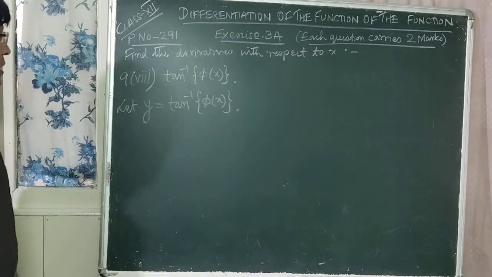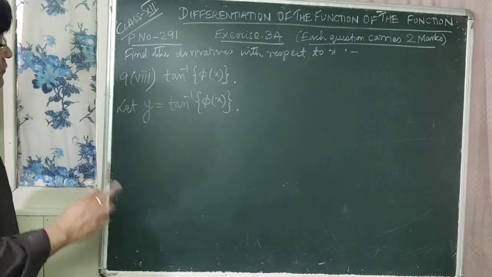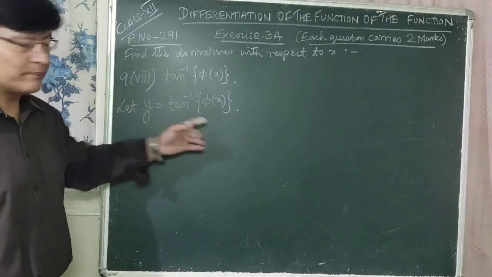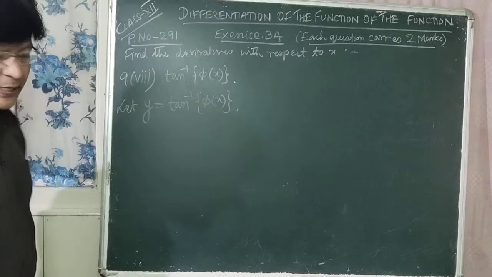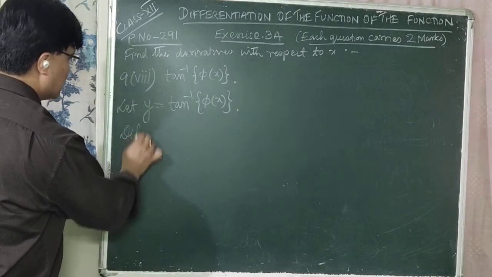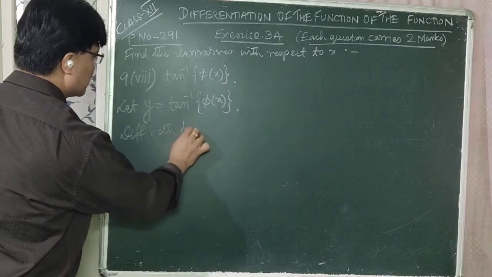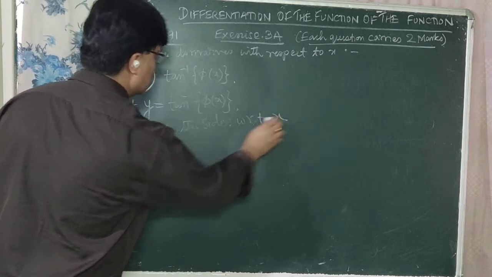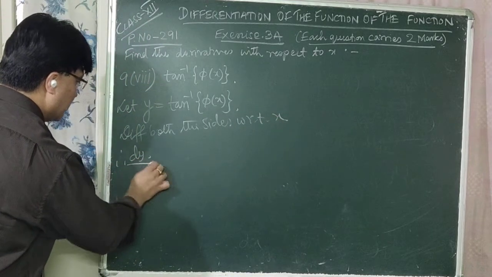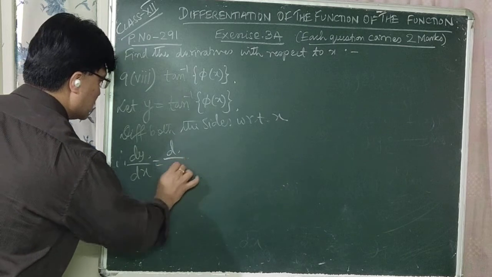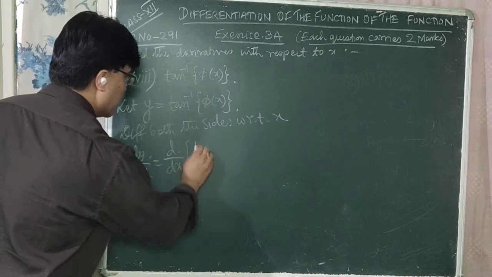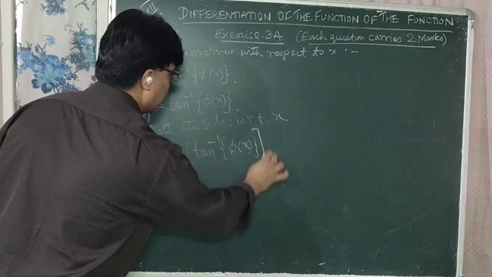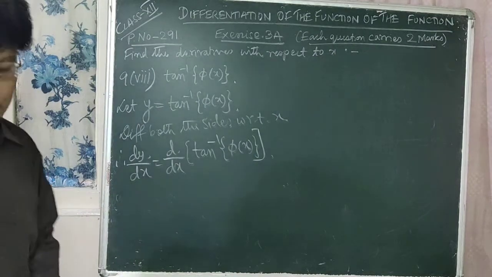Now let's do the next question, that is number 8. So find the derivatives with respect to x. That is, the function given here is tan inverse phi of x. So let y is equal to tan inverse phi of x. Okay. So let us write differentiating both the sides with respect to x. So therefore dy by dx is equal to, this is dy by dx of, within third bracket, tan inverse within second bracket phi of x. So here third bracket is closed, right?